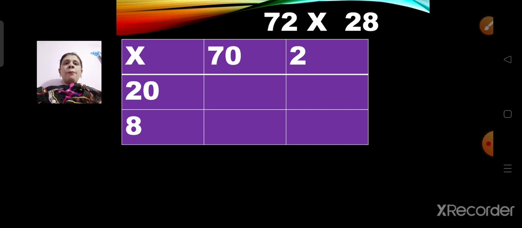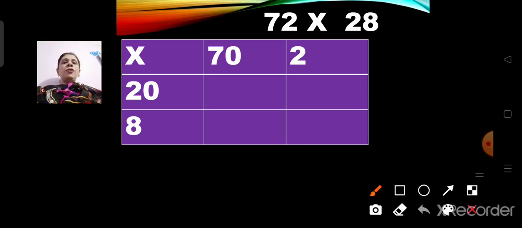Now again the sum with 2 digits. Okay. In the lattice method, the question is 72 into 28. Here also I have split the number 72 into 70 and 2, and 28 into 20 and 8. Let us multiply now. Okay.